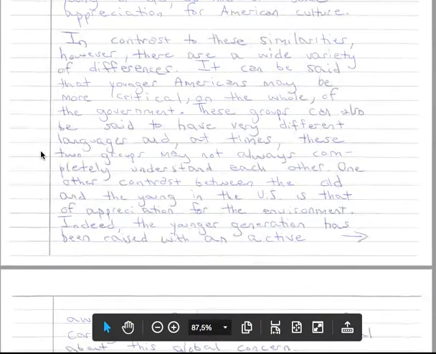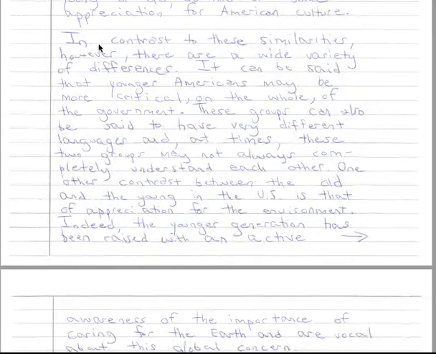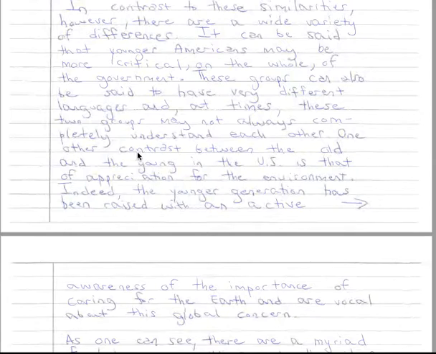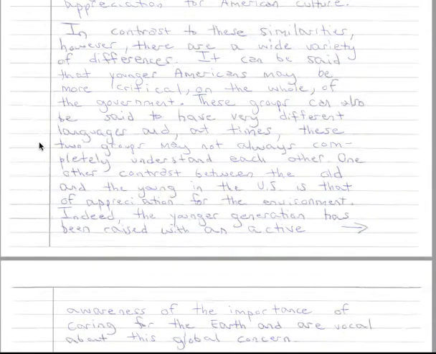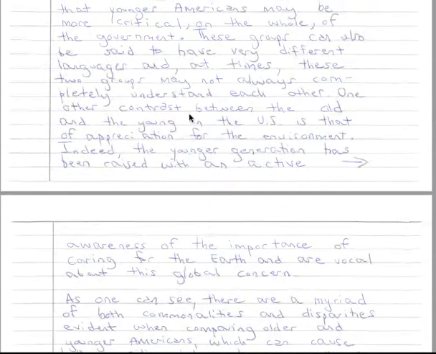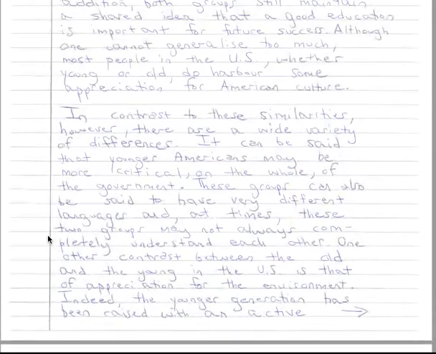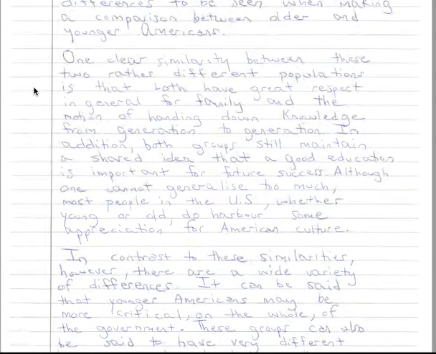Okay, so in terms of compare and contrast language and linking thoughts: in contrast to, it can be said that, on the whole, one other contrast between, indeed. And you'll notice that I've tried to vary my vocabulary. So at times I've written Americans, at times I've written in the US. I've also tried, for example, here, where I write about the environment, then it's caring for the earth. So an essay can read more smoothly and musically, even, by varying vocabulary.